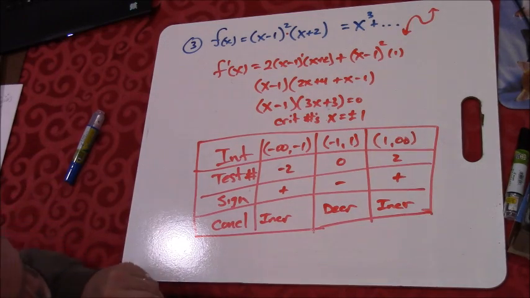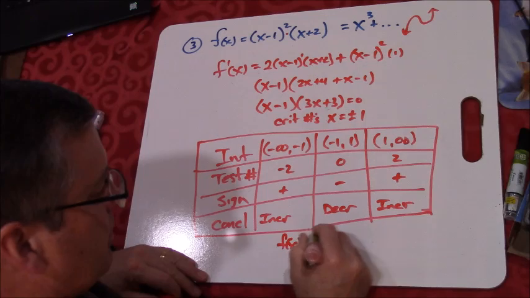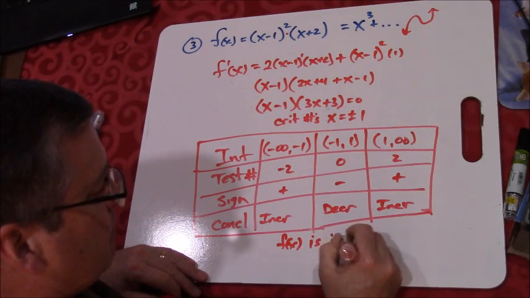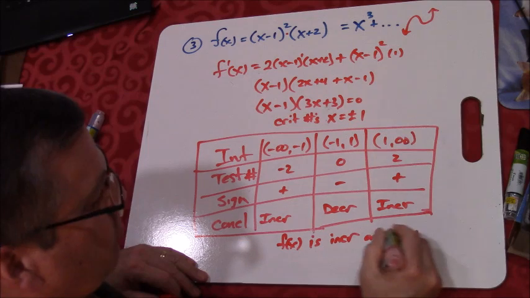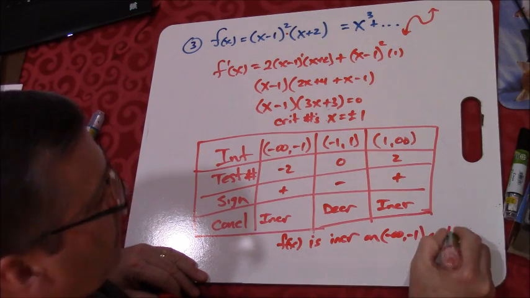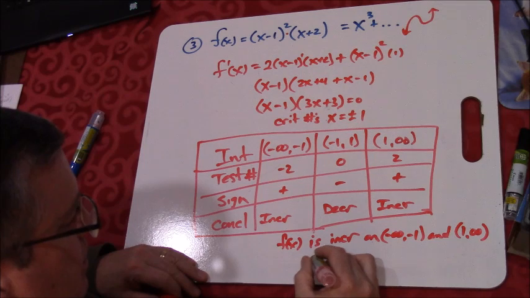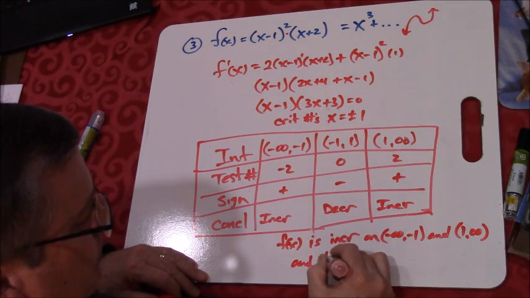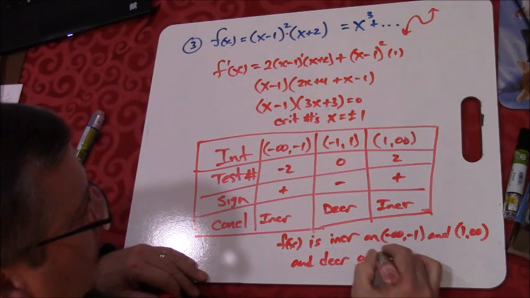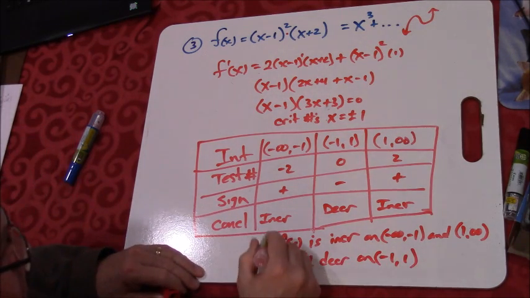All right, so my answer here is that this function f of x is increasing on the interval negative infinity to negative 1 and 1 to infinity. And it is decreasing on the interval negative 1 to 1. There's my answer.